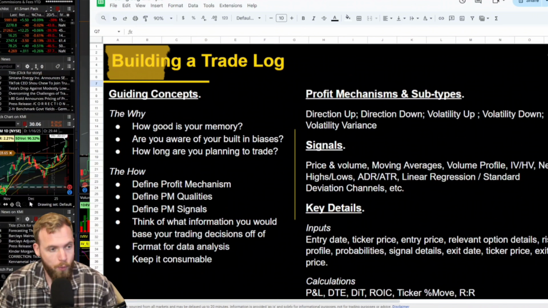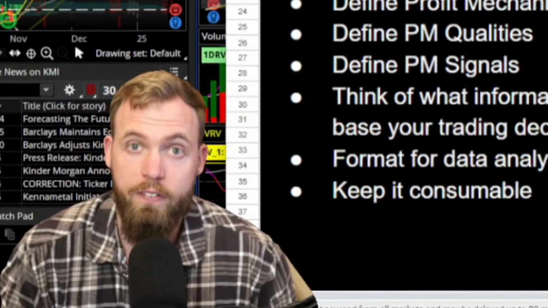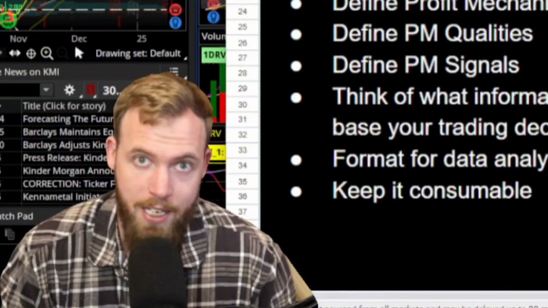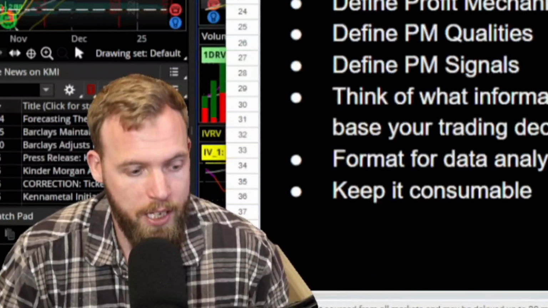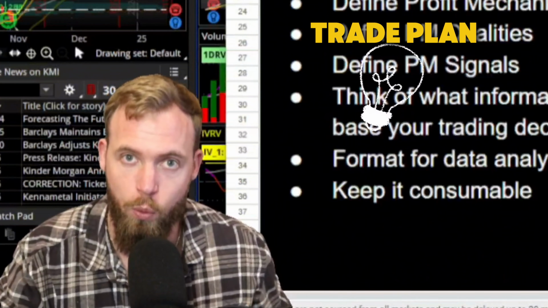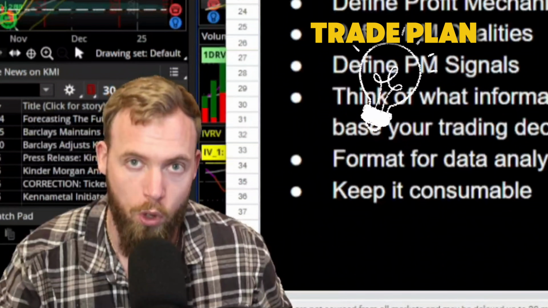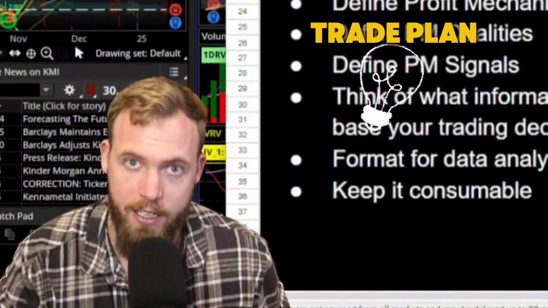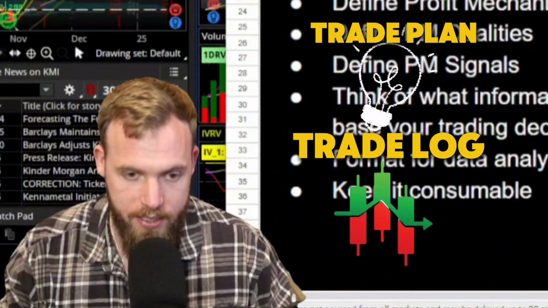So the trade log is designed to complement the trade plan, which I have a video that talks about both of those in detail. I'll throw that in the description below. But the trade plan is where we outline our ideas as we think we're going to do something. We include our research, how stuff has worked based on back testing, that kind of stuff. Then the trade log is where we actually see the results.